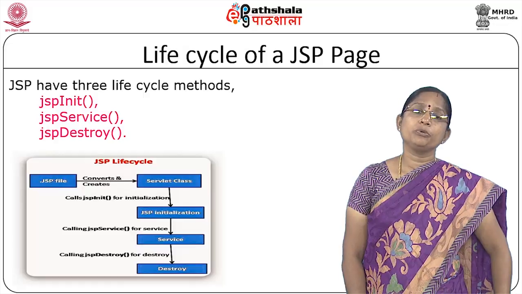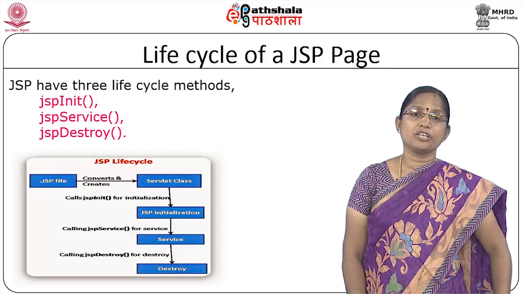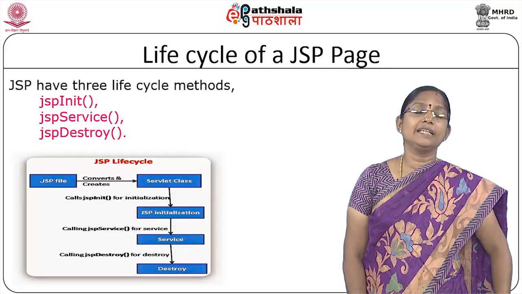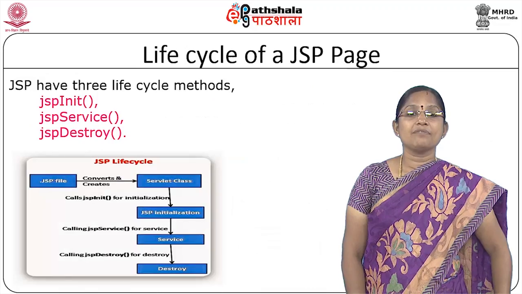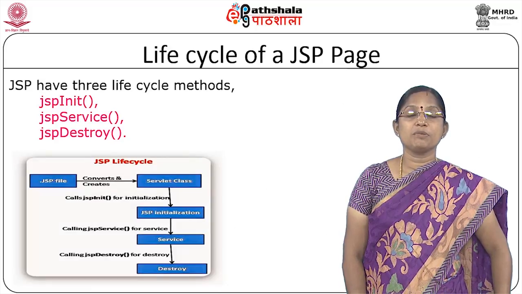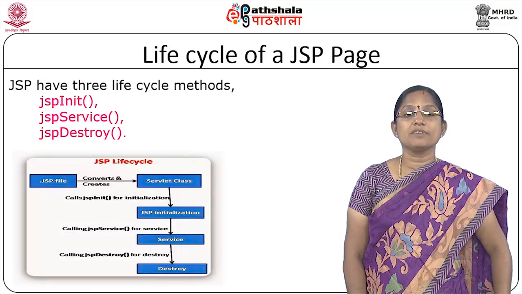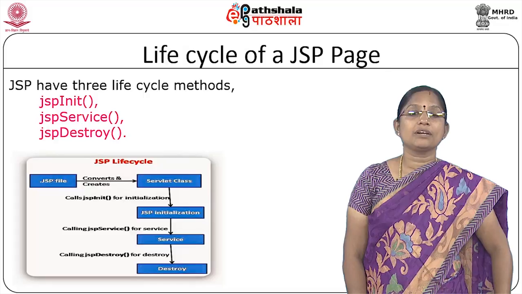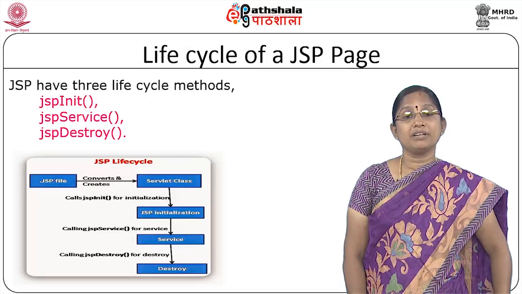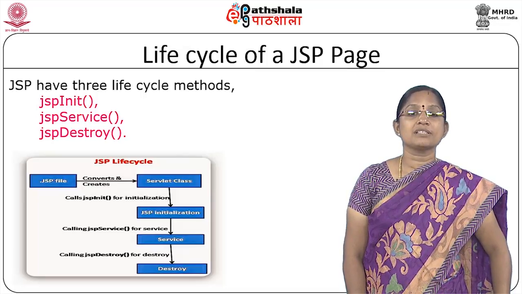Earlier in Servlet also you would have studied the init method, service and destroy method. In a JSP life cycle, during instantiation we have seen here JSP init and JSP service methods. Actually, in a life cycle, 3 methods are available for a JSP page. They are JSP init, JSP service and JSP destroy. Initially, when a JSP file enters the web server, it gets converted into a servlet class. Initially it gets converted into a servlet file, and after compilation it becomes a servlet class.